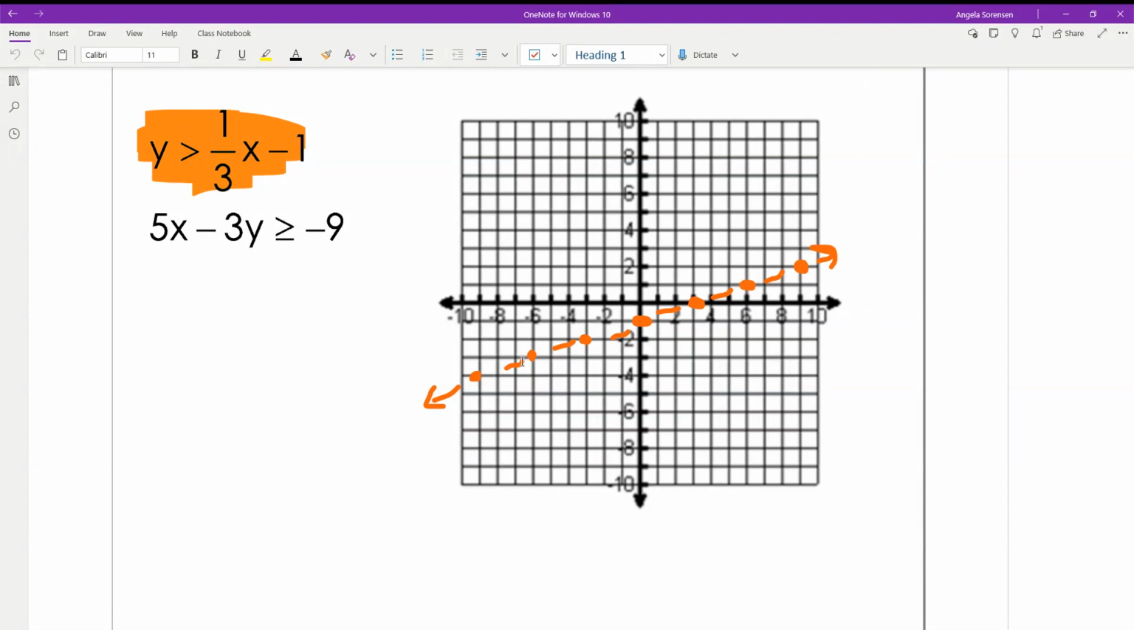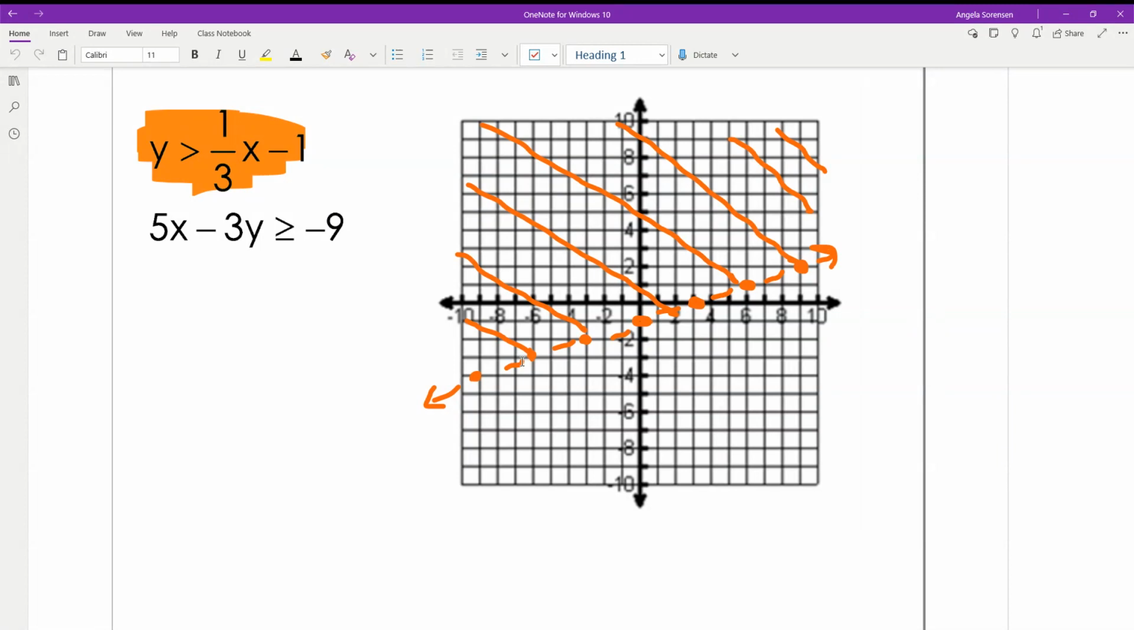Now I'm going to have more than one. My solution is going to be where they overlap. So I'm going to just kind of draw this. I'm not going to shade the whole thing in because, especially if you're a dark shader, it gets really difficult to figure out where they overlapped each other.